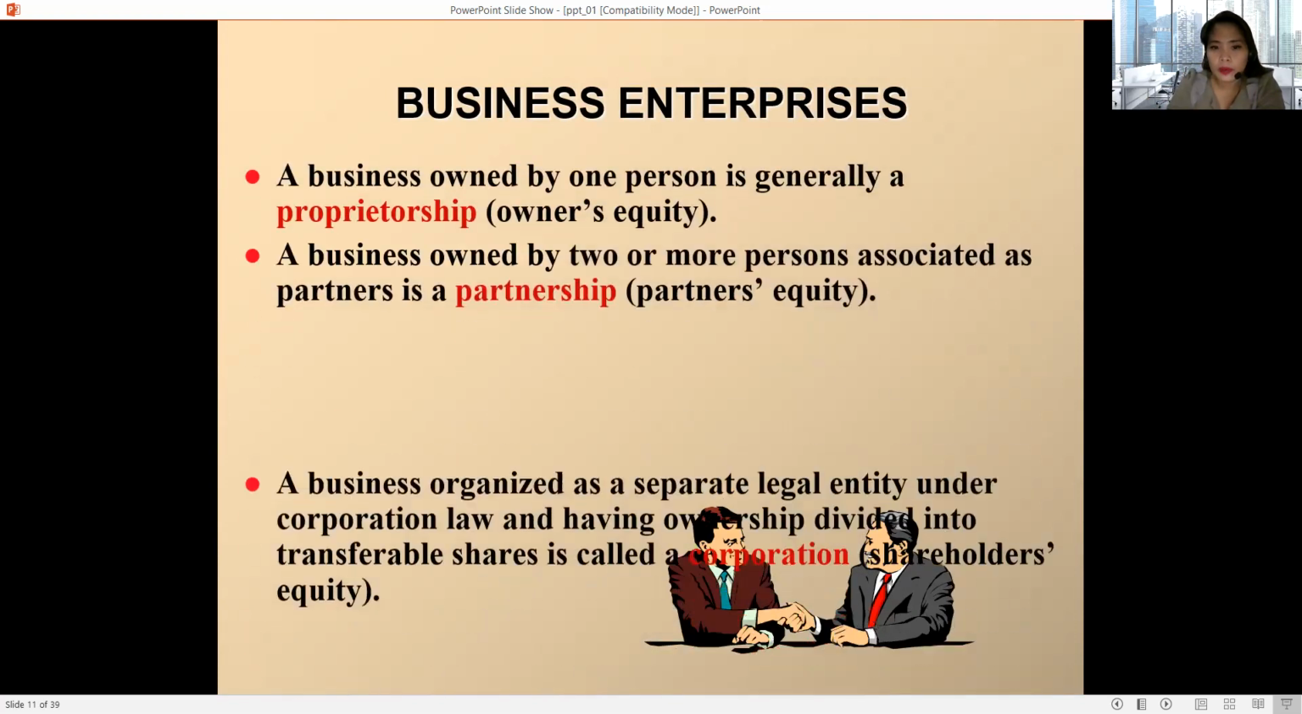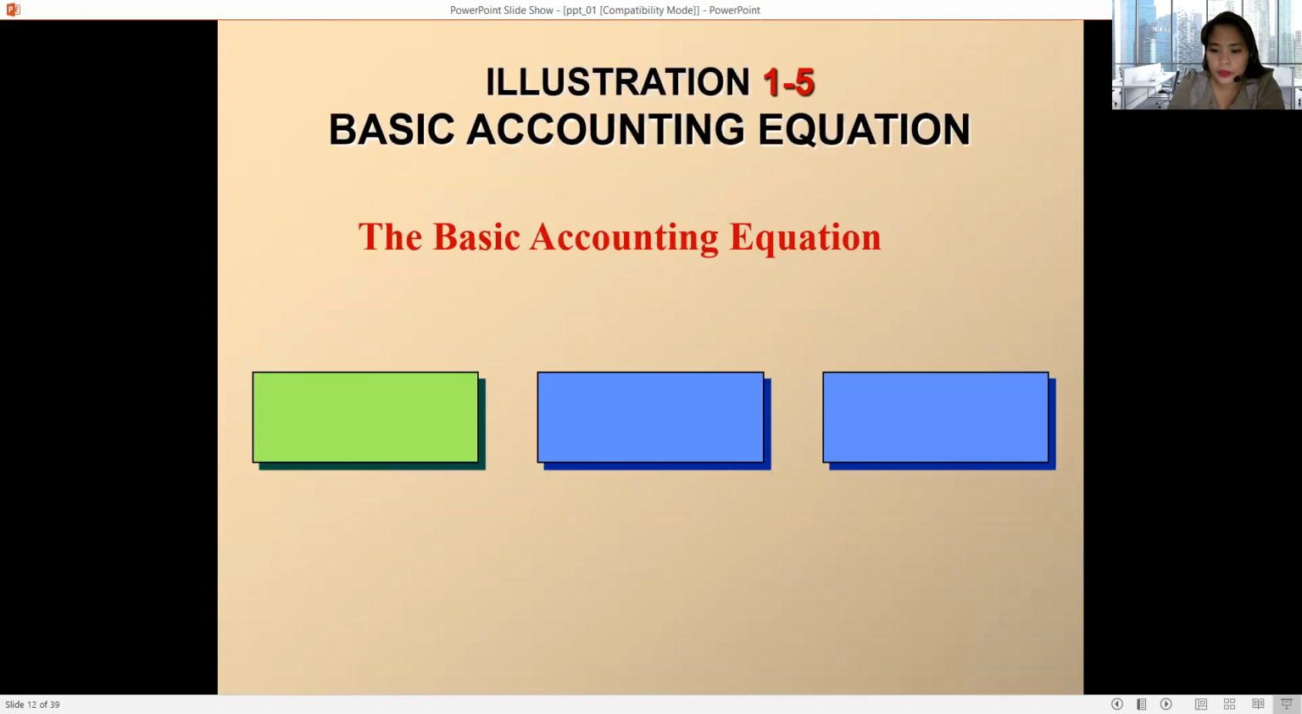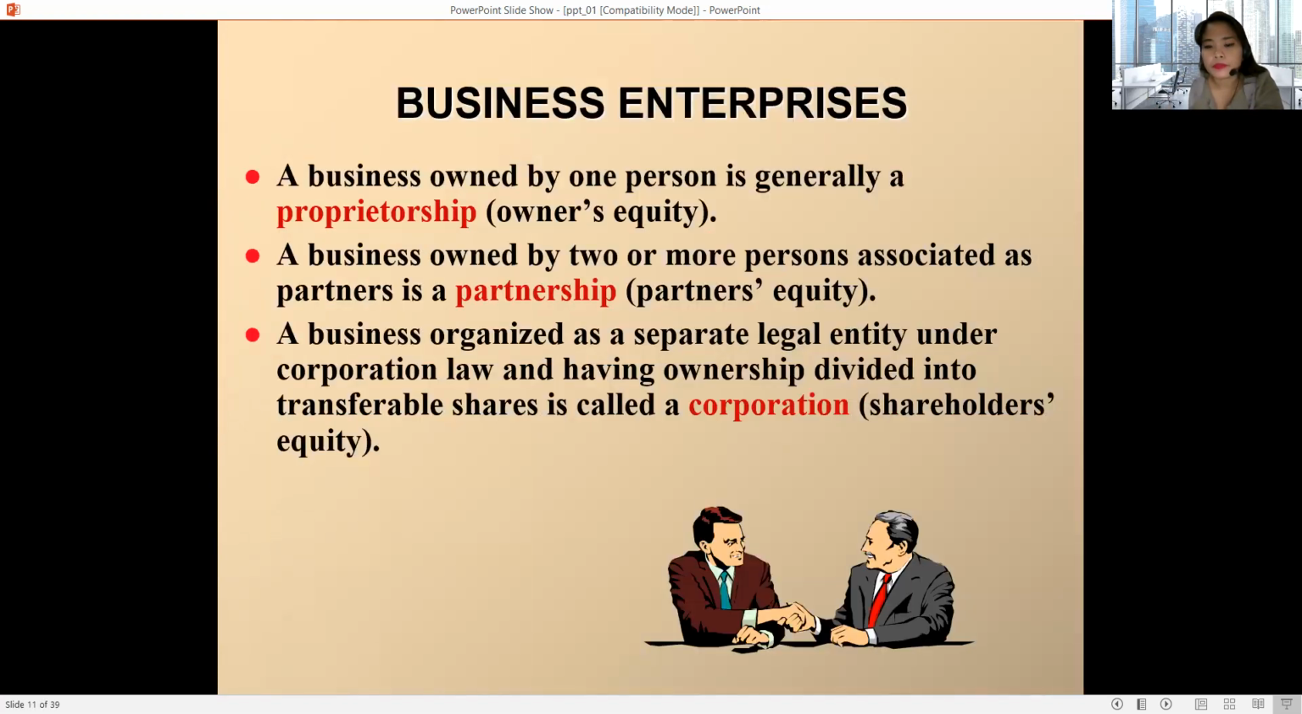And yan, business enterprises. So actually there are different types of businesses. Okay? So a business owned by one person is generally a proprietorship, owner's equity. Okay? If it's only one, isa lang. So halimbawa, sari-sari store. Okay? So tinatawag siyang single proprietorship kasi isa lang ang may-ari. Siya na din ang boss, siya na ang empleyado, siya na rin ang accountant, all around, right?